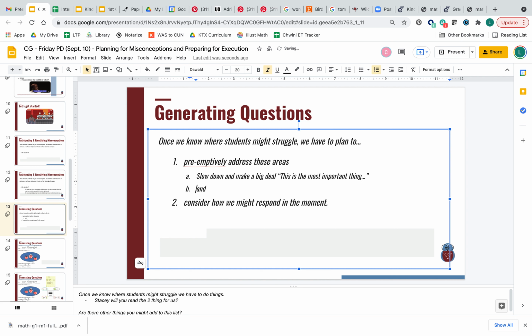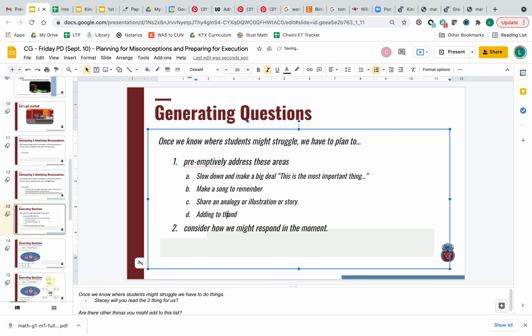Or make a song to remember the hardest part, or share an analogy, or an illustration or story or something really memorable. And sometimes it just means adding to the lesson to clarify. So I'll show you an example in the lesson.